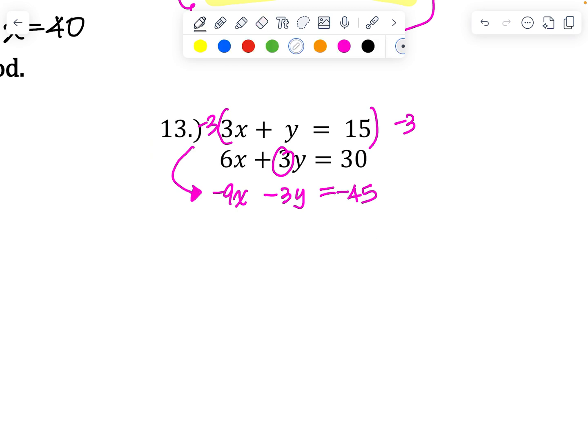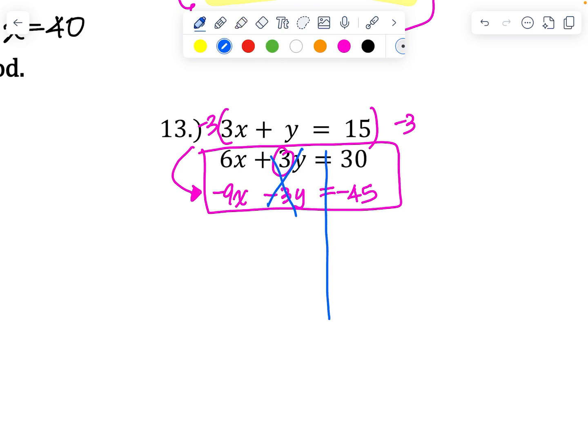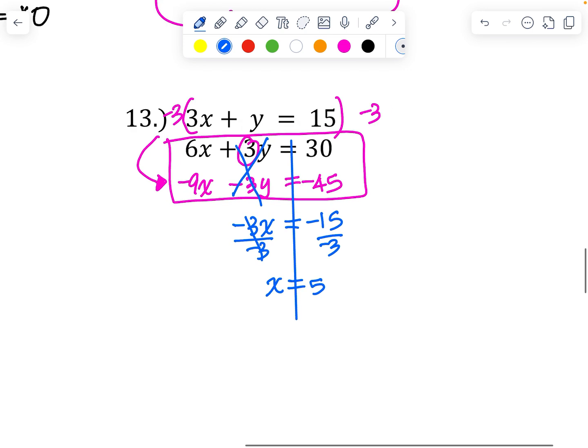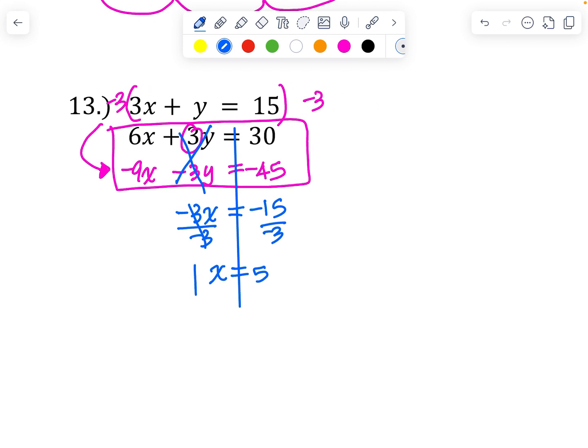What happened there? Okay, so we're looking at these two equations now. We're gonna solve those two equations. So forget the first one now, okay? And then if you look at this, I can cancel that out. Okay, and then I get negative 3x equals negative 15, divided by negative 3 on both sides. x equals positive 5. Okay, so I have my answer right there for x.